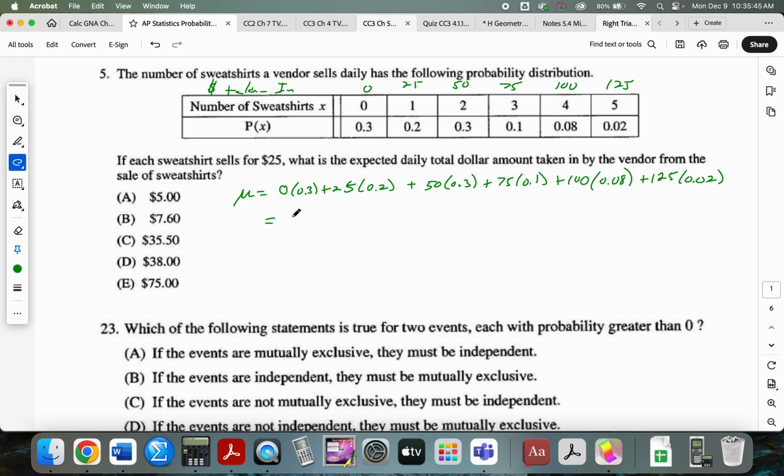So this is going to be 5 plus 15 plus 7.5 plus 8 plus 2.5. So that's 10, 18, and 20. Is it 38? Right on the dot. Yes, sir. It helped that that was one of the answer choices.